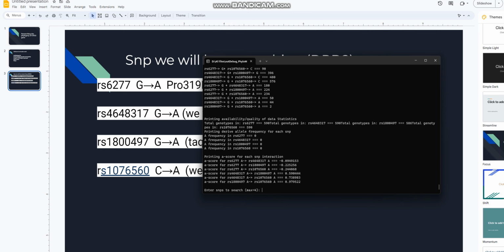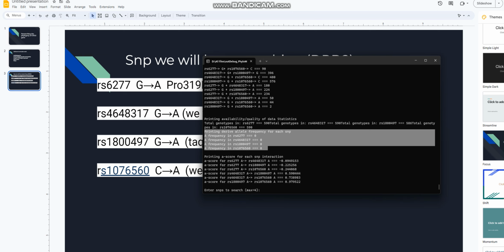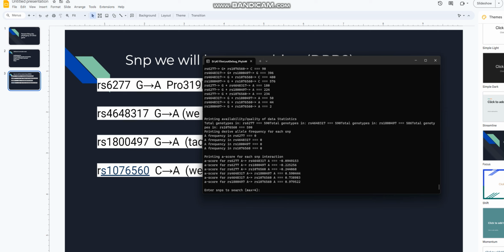Now, as you can see, the derived allele frequency statistic, I wasn't able to do it. Something isn't working, I don't know, I'll figure it out, I'll fix it. But what is really interesting here is the A-scores.